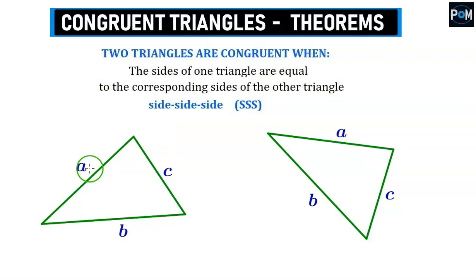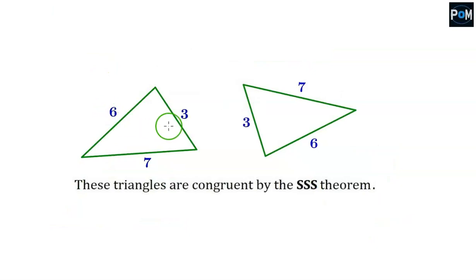If in one triangle I have sides A, B, and C, then in the second triangle I also must have sides A, B, and C. Then the triangles are congruent. For example, if we have a triangle with sides 3, 6, and 7, and in the other triangle we have sides 3, 7, and 6, these triangles are congruent by the side-side-side theorem.